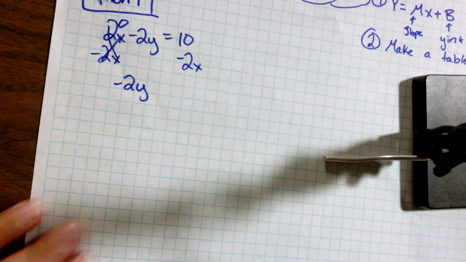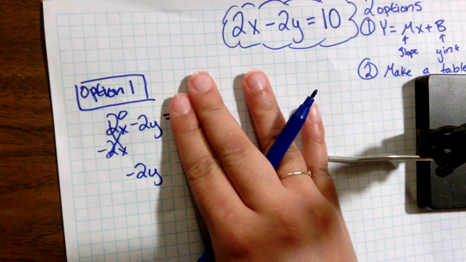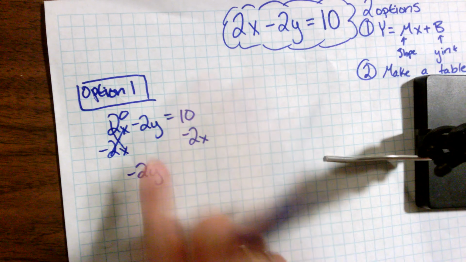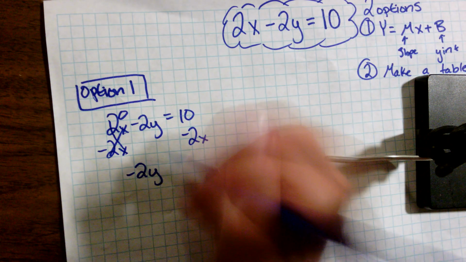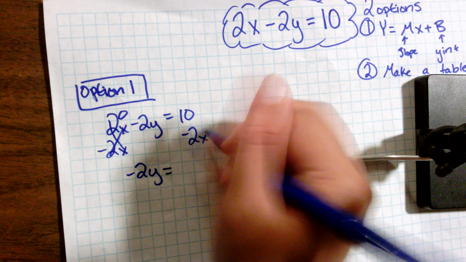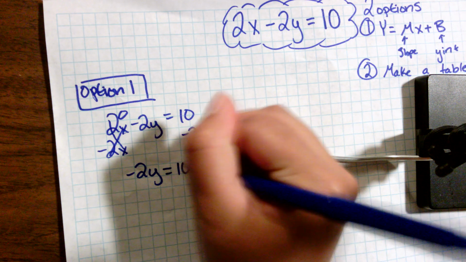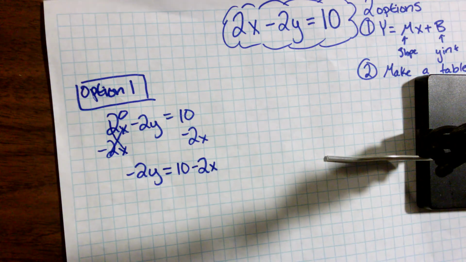And oof, my apologies, I did need to scooch that over. So again, I wanted to get negative 2y by itself. So I needed to get rid of that 2x. I decided to subtract 2x from both sides. Do not make this 8x. I have 10 ones and minus 2 x's. These are not like terms, so I cannot combine them. I just leave it as 10 minus 2x.